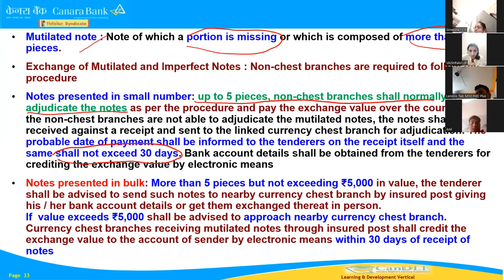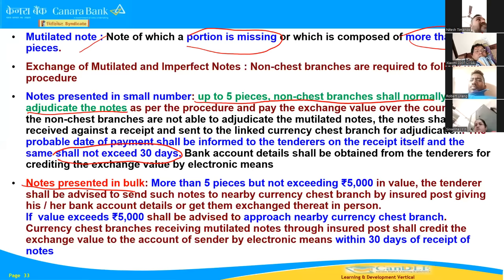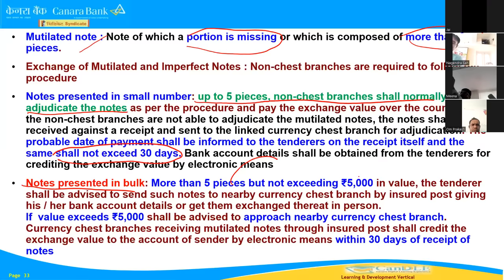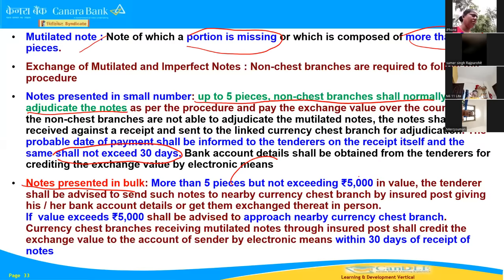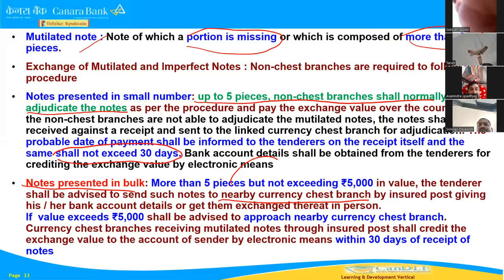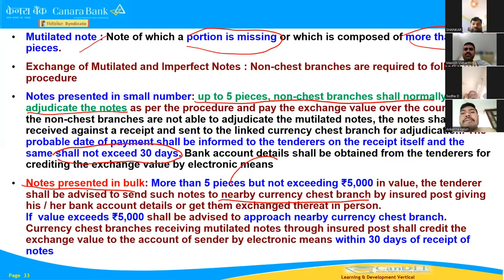This is the guideline with regard to notes presented in small number. If mutilated notes are given in bulk, bulk means more than 5 pieces, not exceeding 5,000, then the tenderer, the person depositing money, has to be advised to send these notes to the nearby currency chest branch by insured post, giving his bank details, or get them exchanged there in person. He can go to the currency chest branch and ask for exchange, or send by insured post and ask for credit. This is for notes presented in bulk. Bulk means above 5 pieces, not exceeding 5,000.